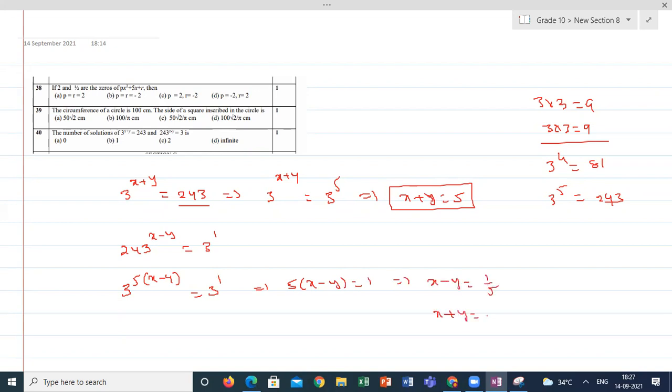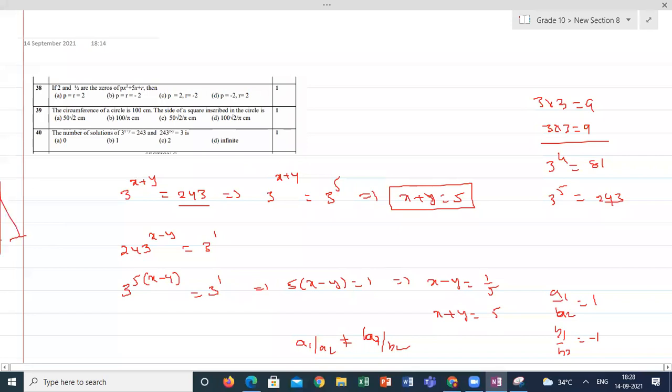X plus y is equal to 5. So if I'm taking a1 by a2 is equal to 1 and b1 by b2 is equal to minus 1, where a1 by a2 of the simultaneous equation is not equal to b1 by b2. So if a1 by a2 is not equal to b1 by b2, how many solutions, students? Unique solution. Am I right? What is the condition for unique? The relation between x and y should be a1 by a2 not equal to b1 by b2. Then it will be a unique solution. This is how we can solve this question.